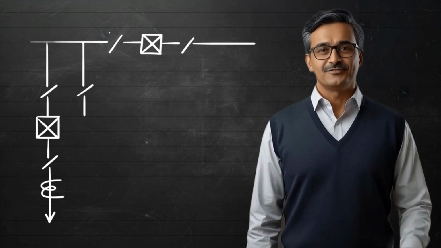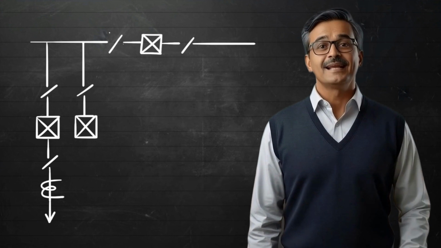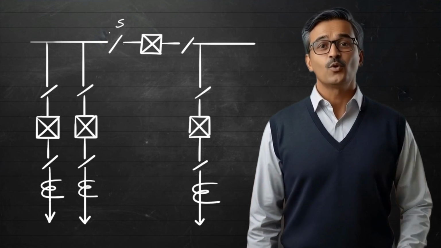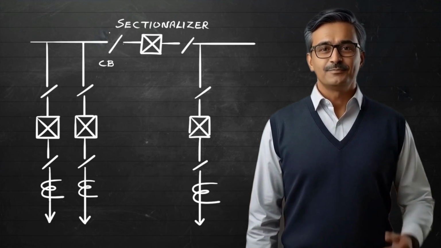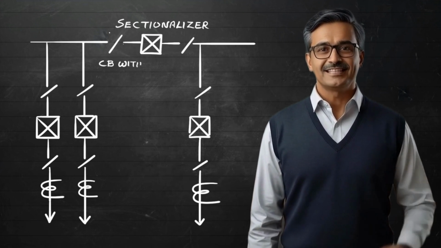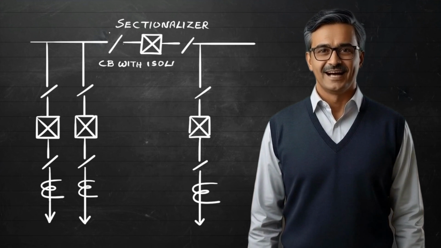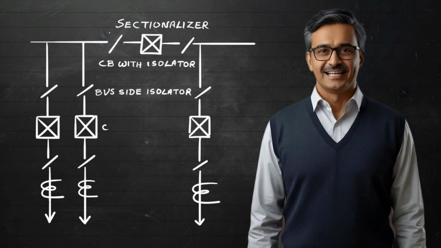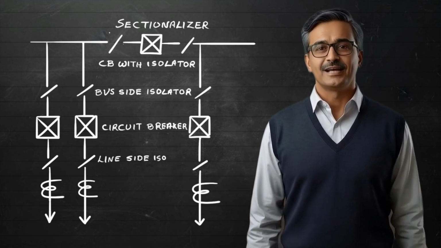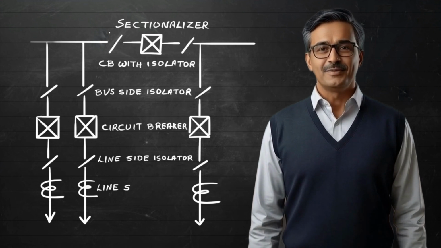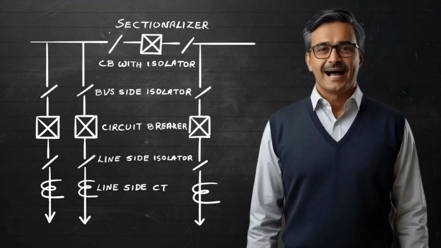Now we draw another feeder bay in a similar manner. In this bay, the circuit breaker is known as a sectionalizer circuit breaker. The sectionalizer divides the busbar into two sections. This helps improve system reliability and limits the impact of bus faults. This is the bus side isolator, followed by the circuit breaker and then the line side isolator. A current transformer is placed on the line side for protection and metering.